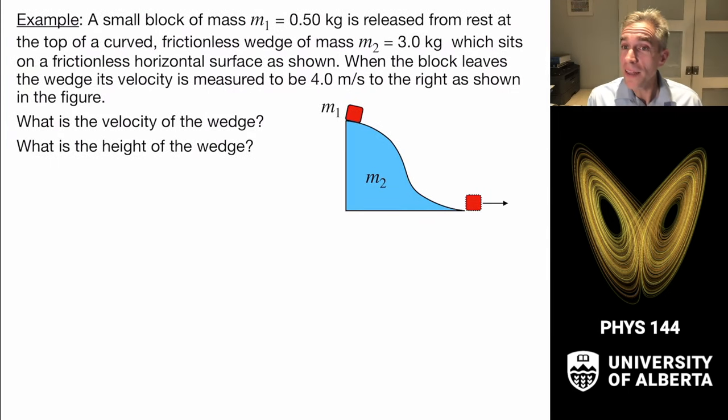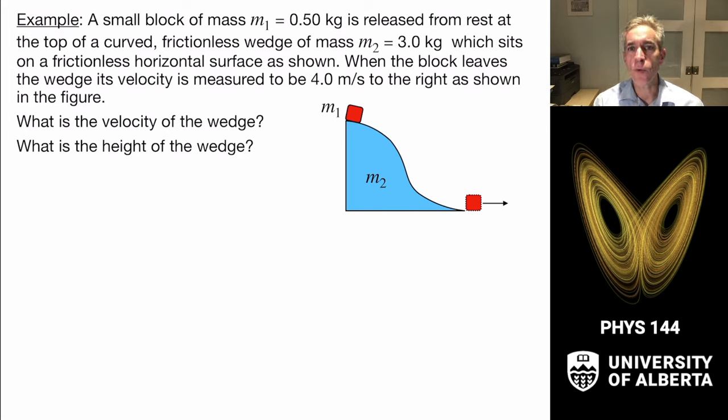Let's try another example. A small block of mass m1 is released from rest at the top of a curved, frictionless wedge of mass m2, 3 kilograms, which sits on a frictionless horizontal surface as shown.